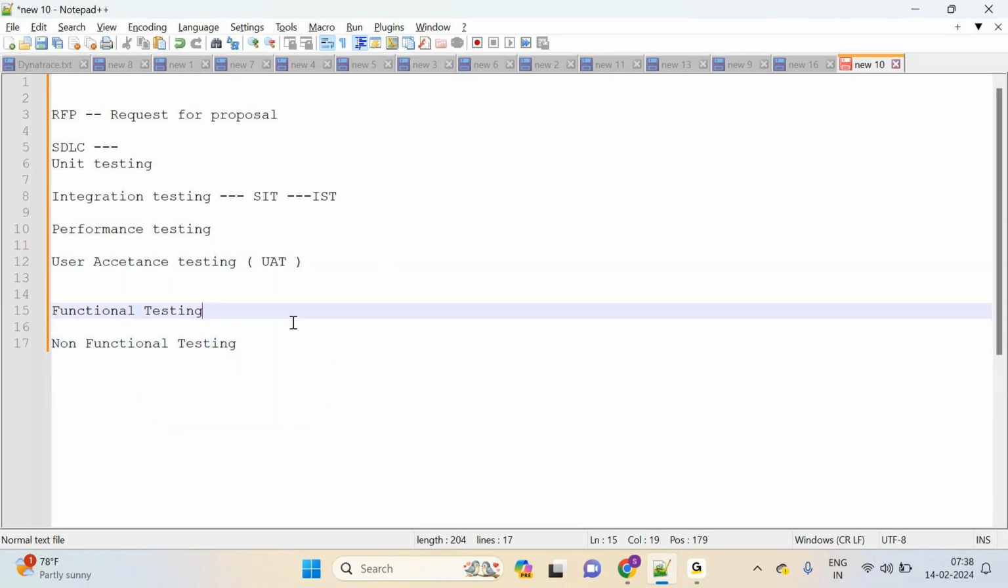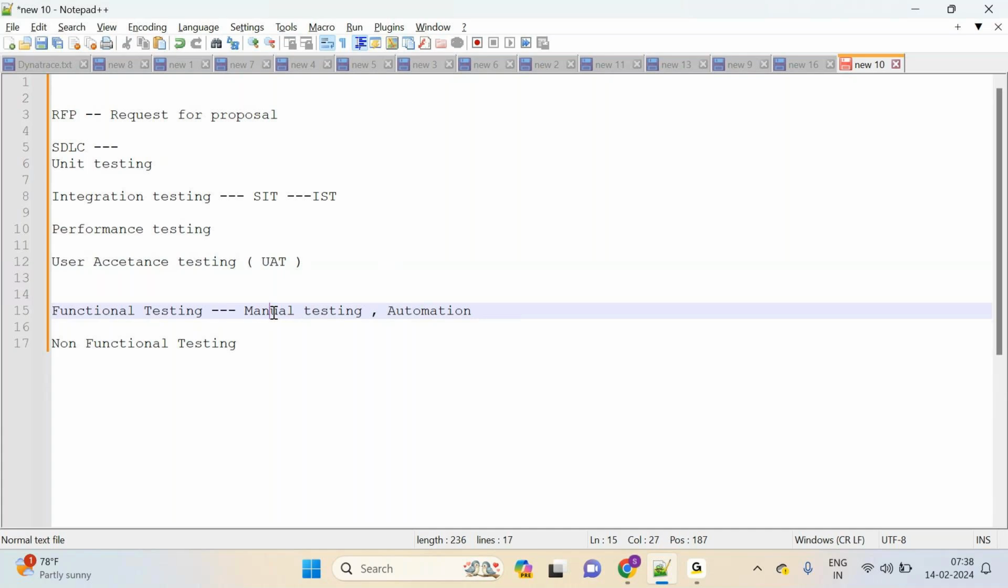So in functional testing, what are people doing? They are doing manual testing. They are manually checking the functionality, and they are using automated functional testing also.